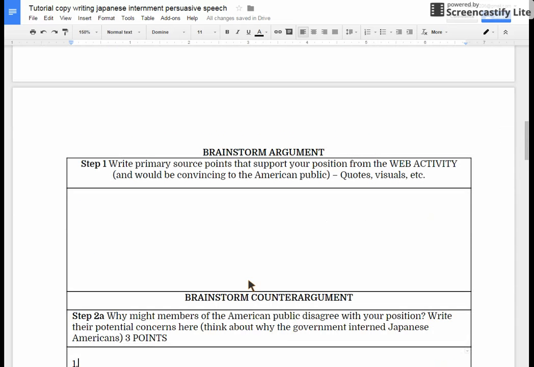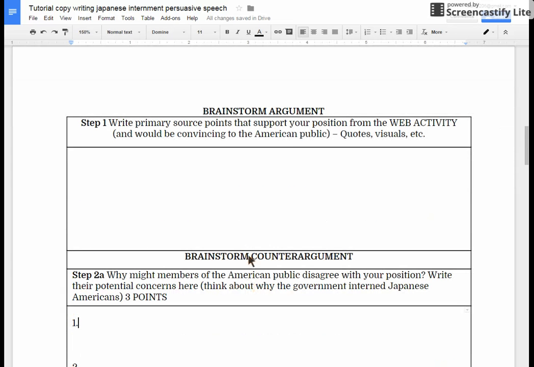But where I want to spend the majority of my time is actually talking about how to complete the assignment. So what you're going to do is take your web activity that you've been working on for the past couple days, and formulate it into a brainstorming graphic organizer and then develop a speech. You have to complete both steps, both the graphic organizer and the actual speech. Some of you might try to skip this step. Please do not, because it is part of your grade.